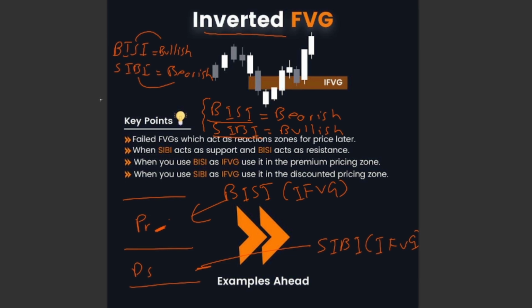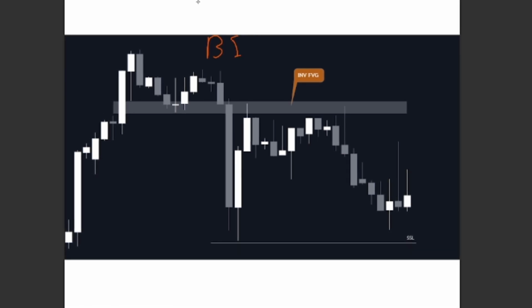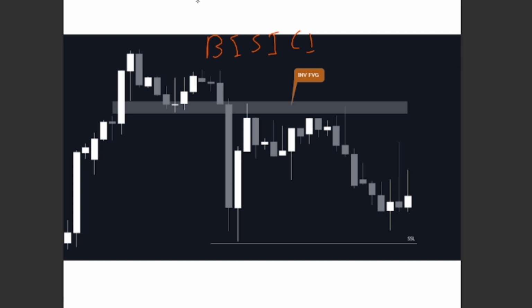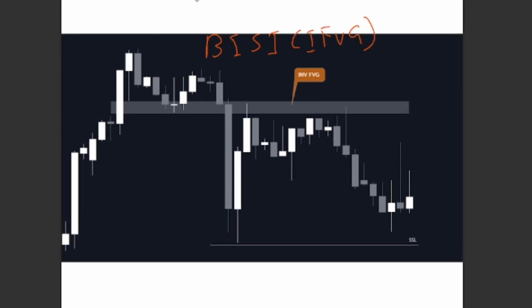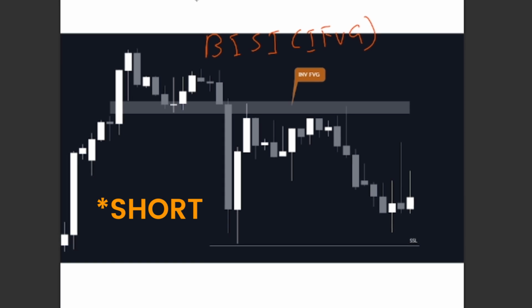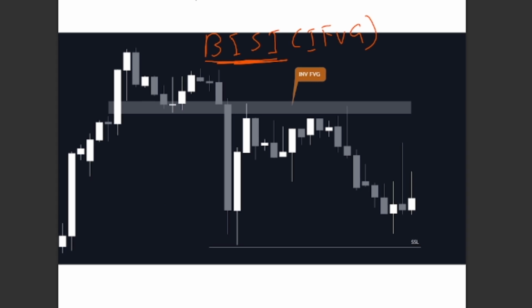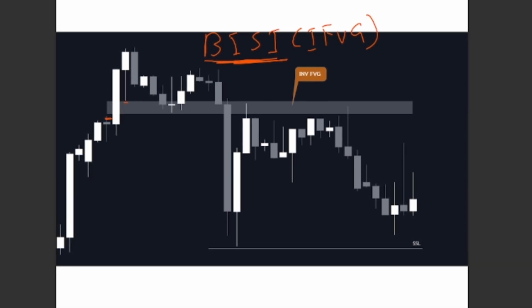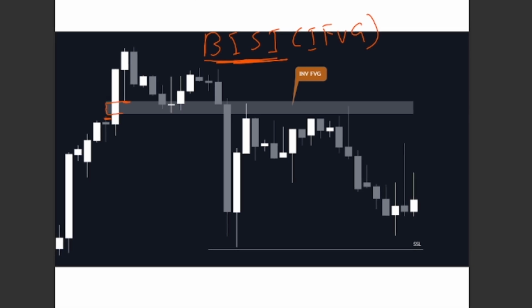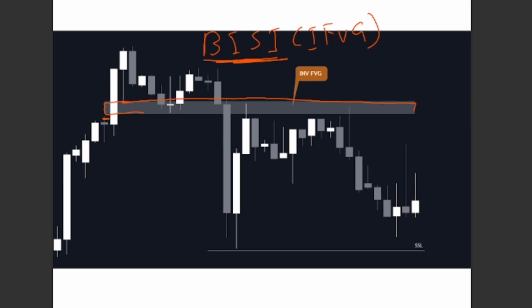Now let's move on to some examples to clarify the concepts more. So here you can see this is an example of BISI used as an inverted fair value gap. So what does this mean? Will we see a short trade or a long trade? Obviously a short trade, because if we use BISI as an inverted fair value gap, it turns into a bearish fair value gap. So let's mark it. Here you can see it is the first candle high, this is the third candle low, this would be our BISI. And we will be using it as an inverted fair value gap.